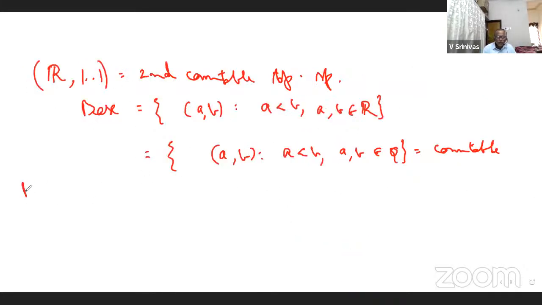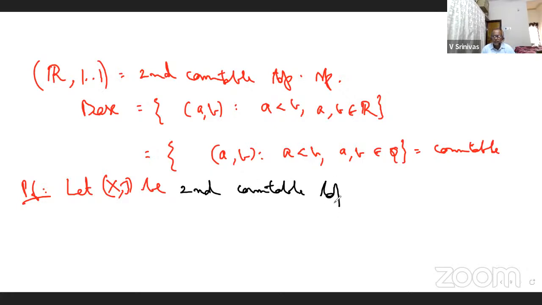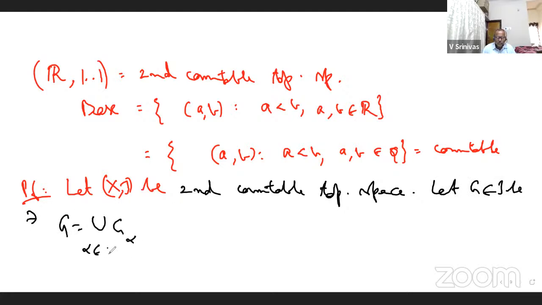Proof of Lindelof's theorem. Let (X, tau) be a second countable topological space. And let us take G to be an open set which can be written as a union of certain G alphas from tau. Let G belong to tau be such that G is equal to the union of G alpha, alpha belongs to a certain index set delta, where the G alphas come from tau. Okay, let us take an open set which can be written as a union of certain members from tau, right?